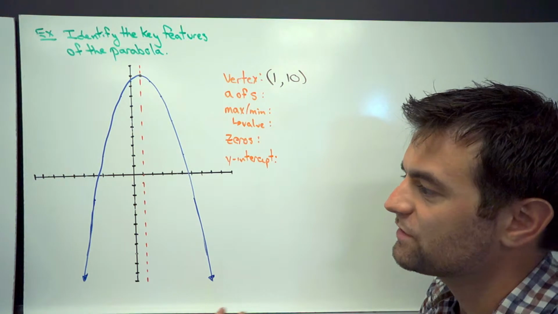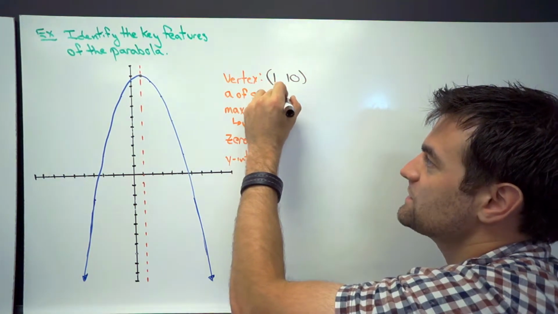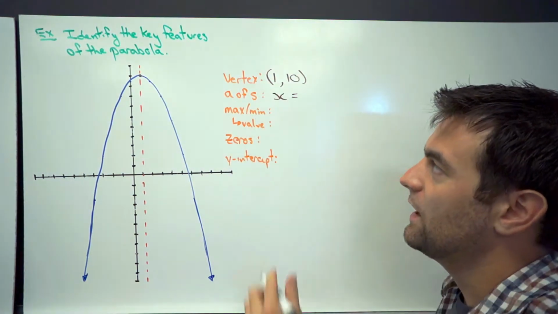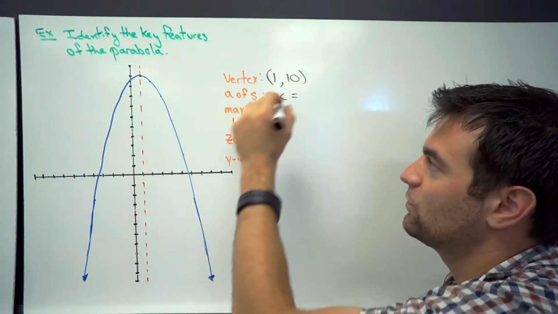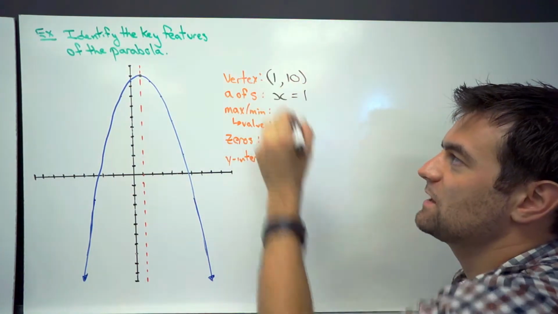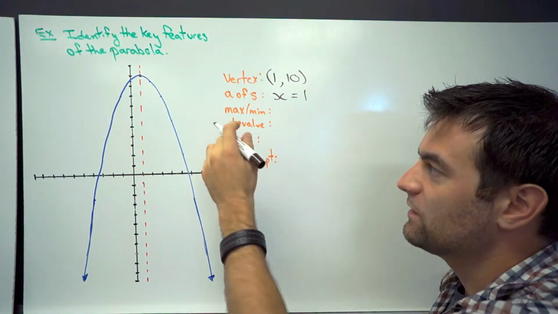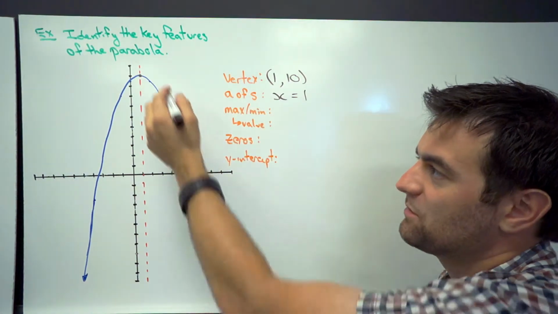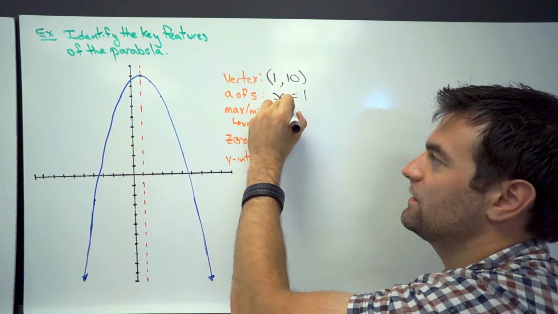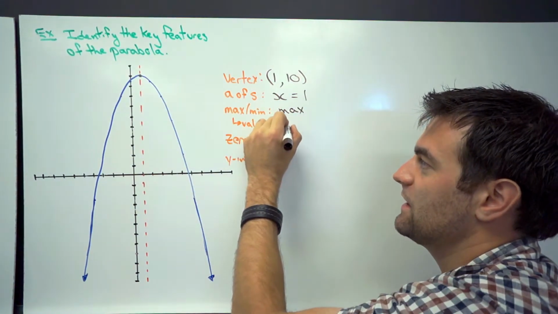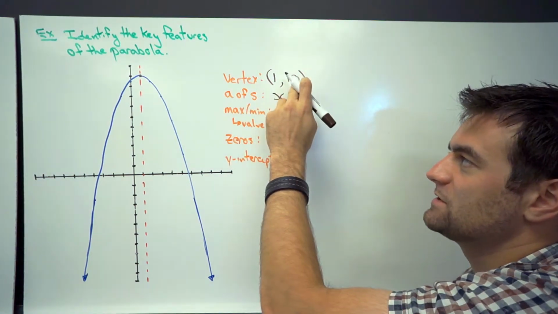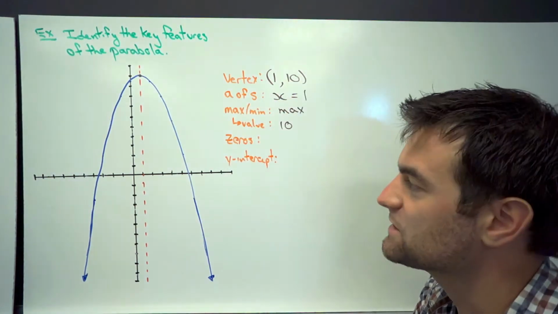The axis of symmetry, if you remember, we said it was x equals a number. It's the vertical line here. It's going through 1, the same as the vertex x value, so x equals 1. It's a maximum value because it's the highest point, and the value there is actually 10. So the actual maximum or minimum value is 10, same as the y value of the vertex.